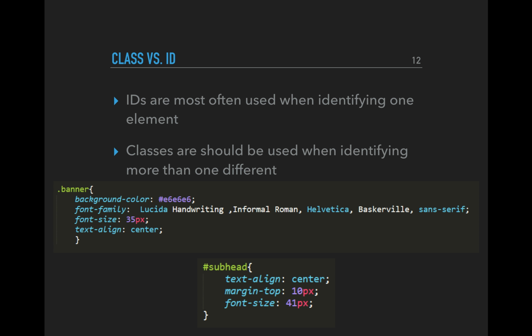For my example here, I use my banner class once and my subhead ID multiple times. So ideally, these would be switched. But for my program, it doesn't make that big of a difference, although it is an easy fix. So classes are identified with a period before, whereas ID is started with a hashtag. Everything in here is then set to the certain value.